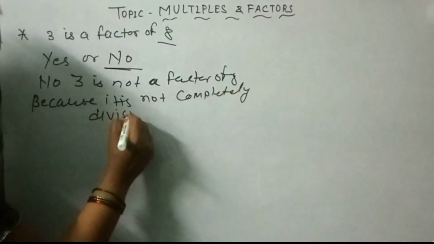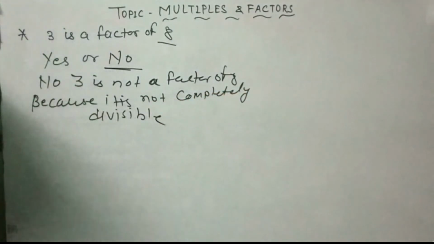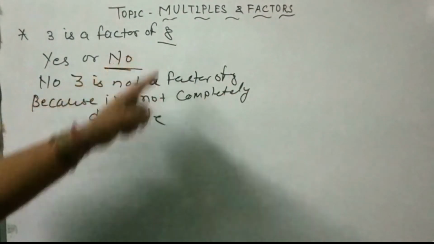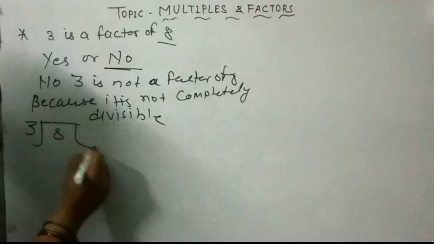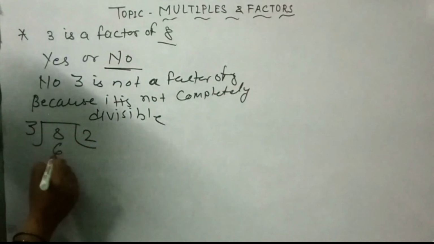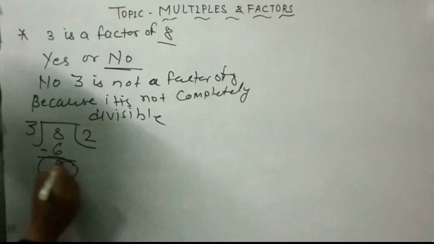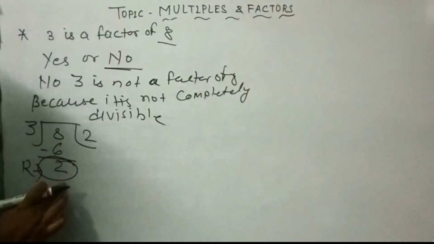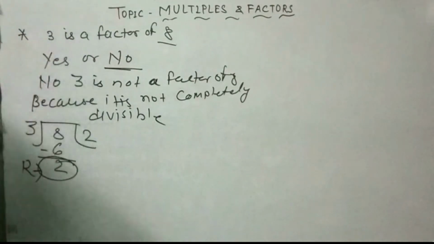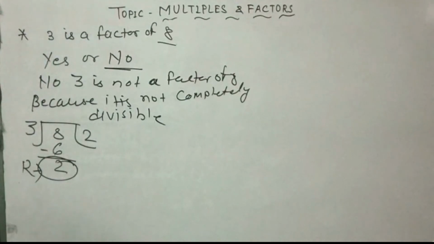Okay, a simple way: you only have to see whether the number is completely divisible. Or you can divide the number and see. 3 2 is 6. What remainder is left? The remainder is 2. If a remainder is left, that means that number is not completely divisible, and then it will not be a factor of the given number. Okay, this way we have to find.